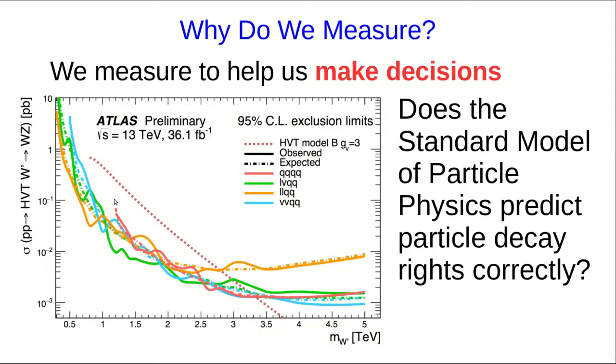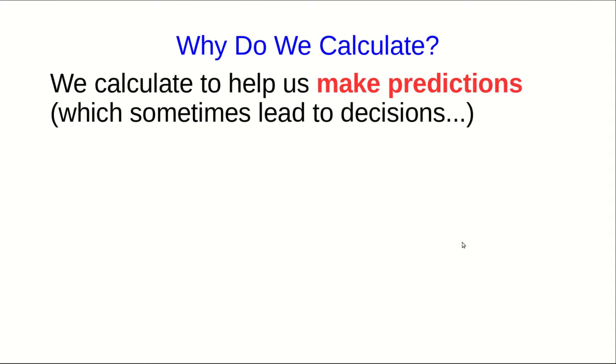For scientists, overall, the reason to make measurements is to test hypotheses. We will use a theory to make some prediction about what a quantity ought to be according to the theory, and then we will make measurements in an experiment to see whether the measurements agree with the theory. On the flip side, why do we calculate rather than measure? In general, we calculate to help us make predictions, which sometimes lead to decisions.